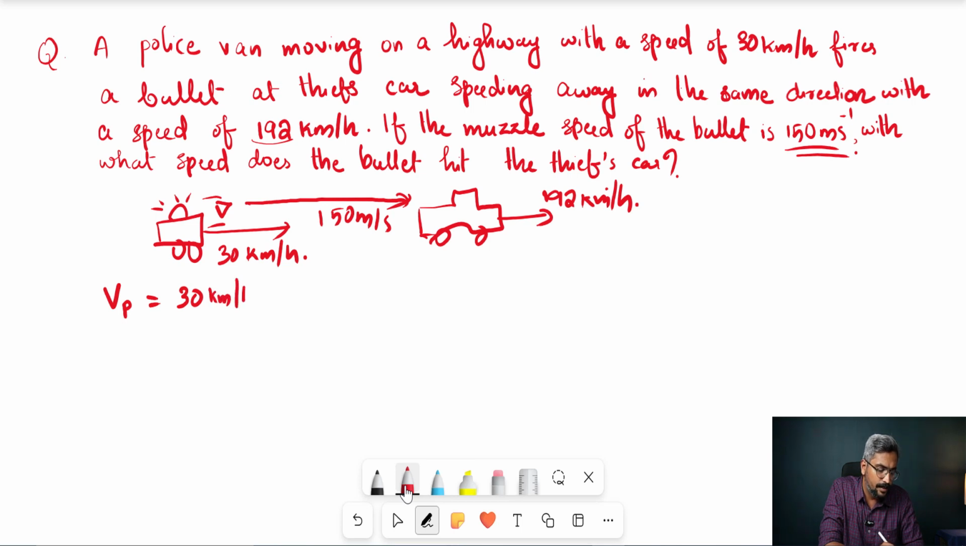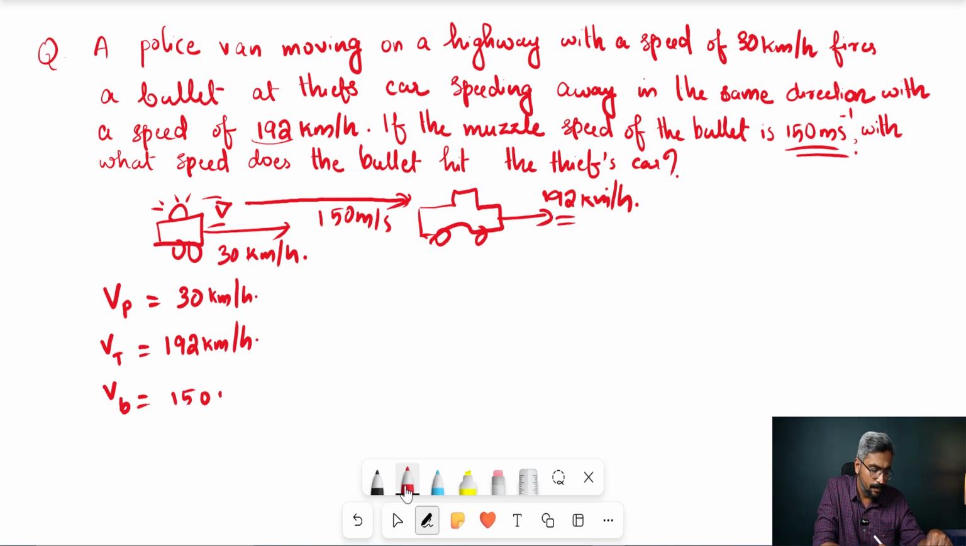The second one is VT, which is given as 192 kilometers per hour. And the last one is VB, which is given as 150 meters per second. You can see that one is in meters per second and the other two are in kilometers per hour. So make sure that you convert this into meters per second.